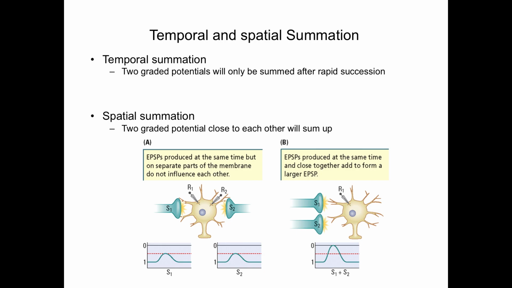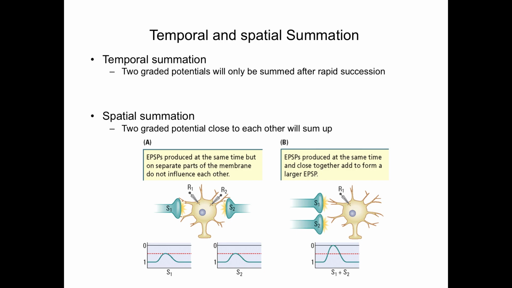So temporal summation, technically it means exactly what it is called. So it means that the graded potentials will only be added up to each other if they happen close together in time. So if a positive EPSP happens, or an excitatory postsynaptic potential, and a couple minutes later another one happens, these will not be added up because the first one happened a long time ago and is over.